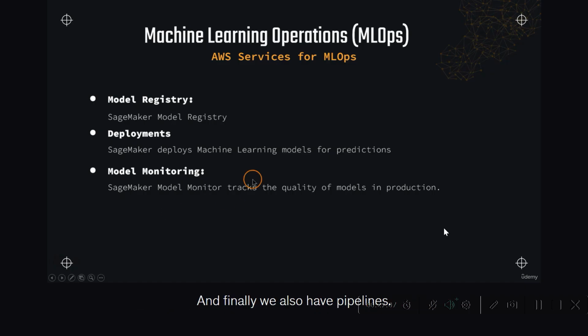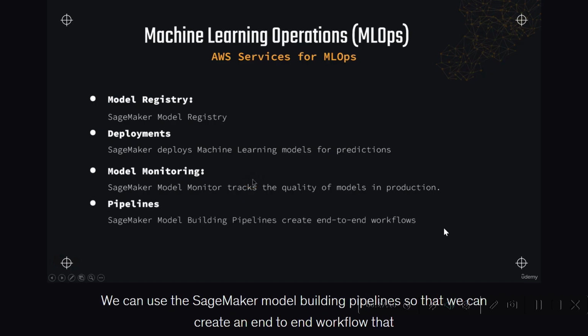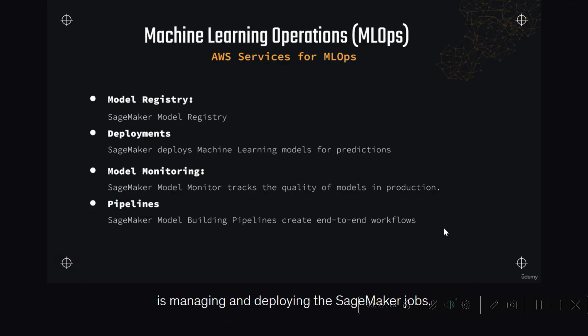And finally, we also have Pipelines. Here we can use the SageMaker Model Building Pipelines so that we can create an end-to-end workflow that is managing and deploying the SageMaker jobs.